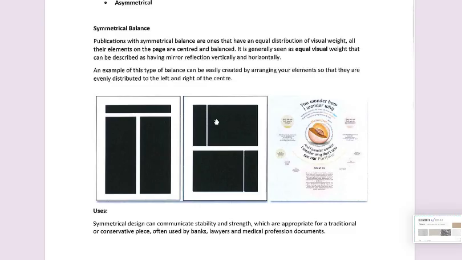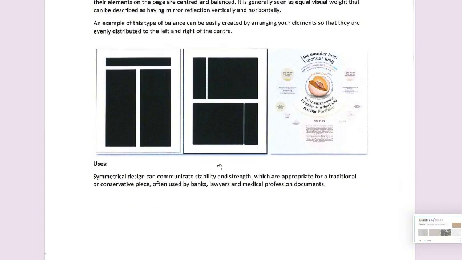Look at this over here. We have two shapes joined by proximity. You have a small rectangle over here, another one over here, then another one over here. Even though they are facing different directions, they still have equal weight. That's symmetrical balance. Symmetrical design can communicate stability and strength, which are appropriate for traditional or conservative pieces, often used by banks, lawyers, and medical profession documents.